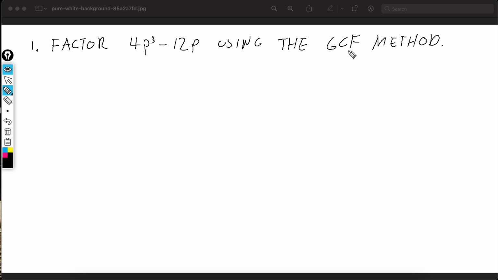Some people are like, oh dang, what's a GCF? So let's do this really quick. And after this one, we're gonna do maybe 4 or 5 other ones so you can get some practice in. So 4p cubed minus 12p. Sorry, it's a terrible p. My OCD gets reactive. Okay, so you're thinking, what do we do?